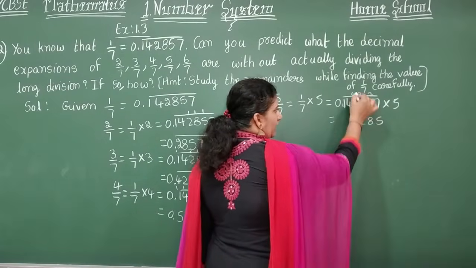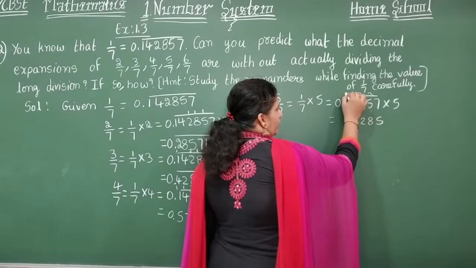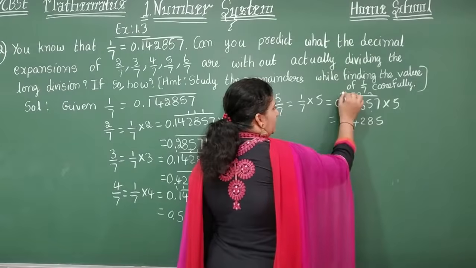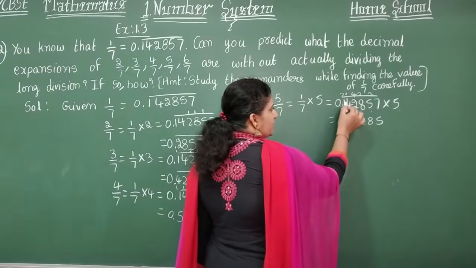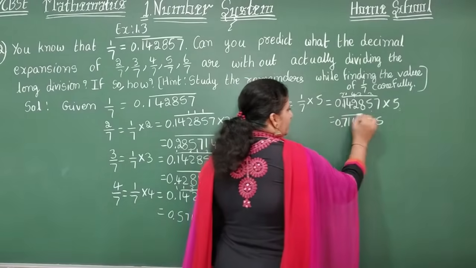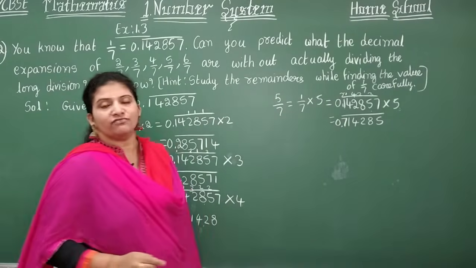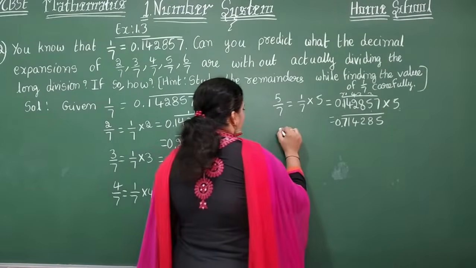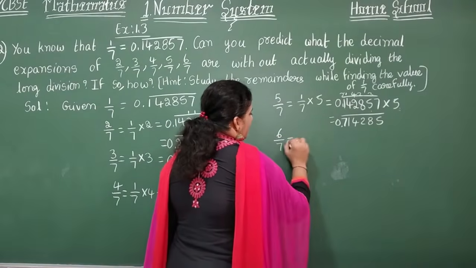5 2s are 10. 10 plus 4 will be 14. 5 4s are 20. 20 plus 1 will be 21. 5 1s are 5. 5 plus 2 will be 7. That will be 0.714285 bar.